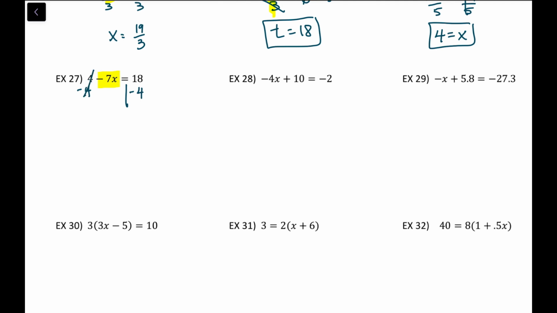4 minus 4 is 0. That cancels it. And I'm left with a negative 7x. 18 minus 4 is 14. And now I'm going to do the division, but make sure you divide by a negative 7 because a negative divided by a negative is positive. So we're dividing by exactly what the number is attached to the x. Those divide out, x equals negative 2.